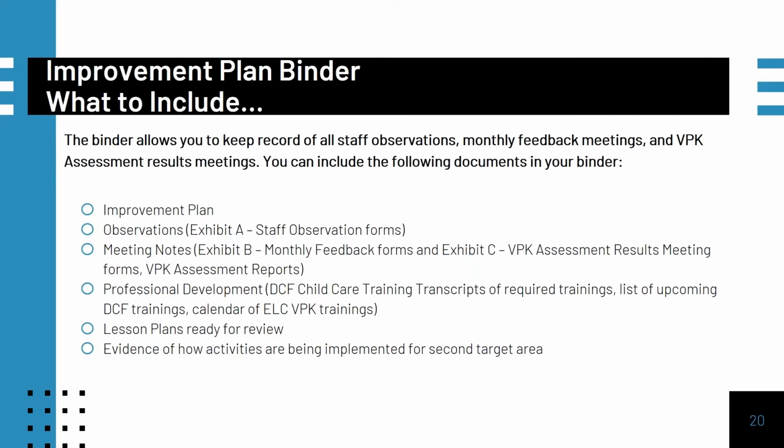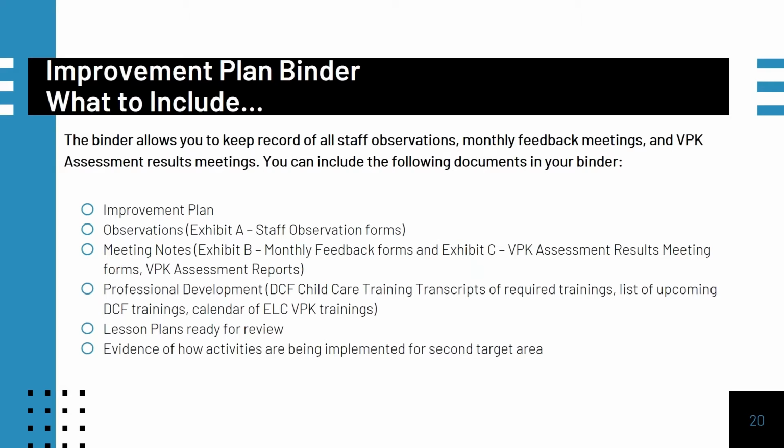So this binder is going to allow you to keep record of all staff observations, monthly feedback meetings, and VPK assessment result meetings. So these are all the items that you can include. First, you're going to want to print your improvement plan and have that in the binder so you can refer to it when needed. You're going to have any observations that you've conducted, and those would be those Exhibit A forms, those staff observation forms. You're going to have your meeting notes in that binder. That's going to be using that Exhibit B form, the monthly feedback forms, and Exhibit C, those VPK assessment result meeting forms. And you're also going to want to include the printed copies of those VPK assessment reports.